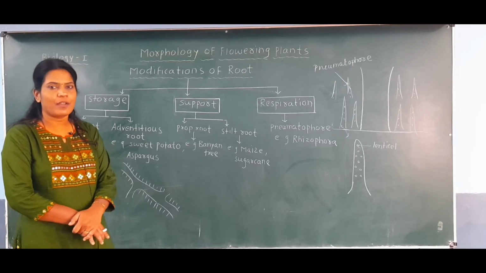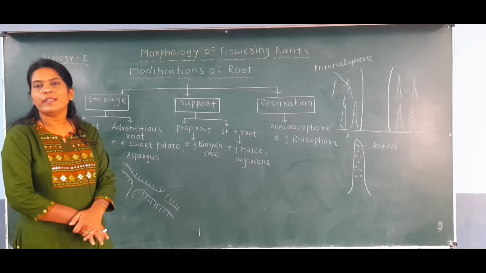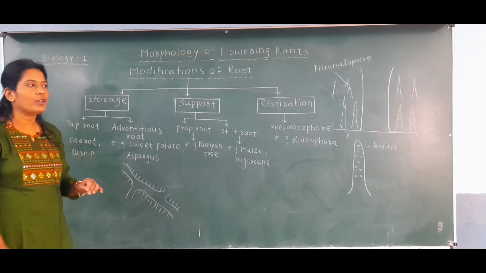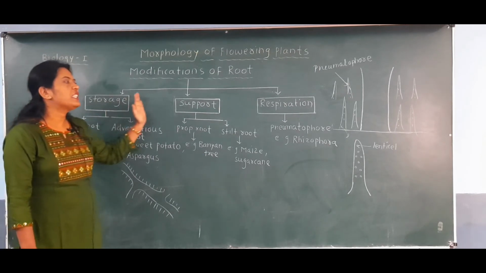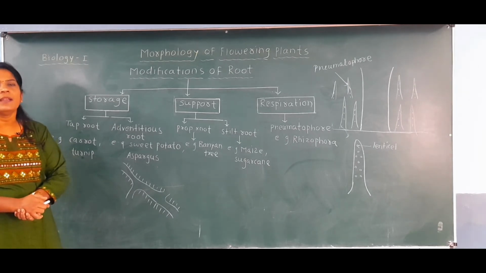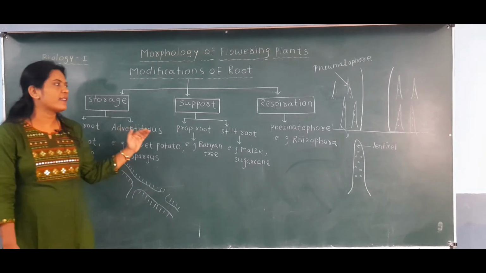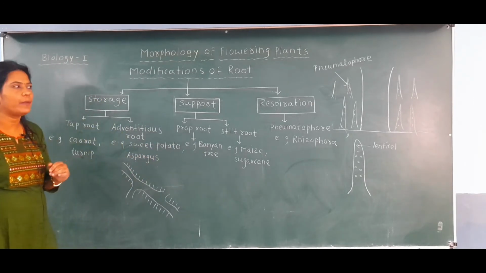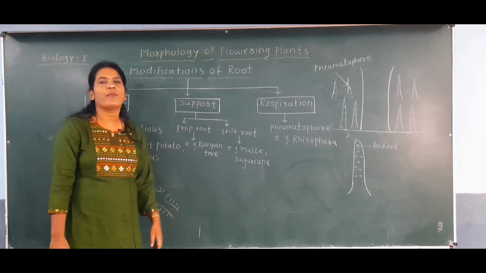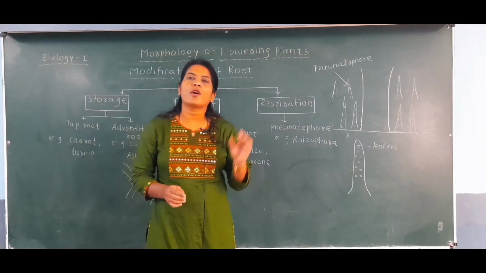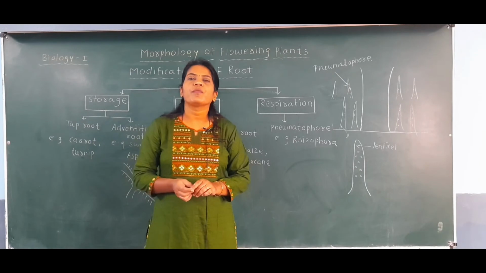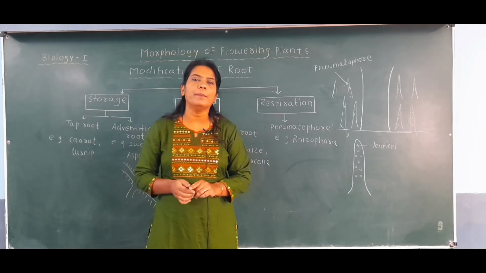If the question is asked from the theory point of view for 4 marks, that is, explain the modification of root, then first draw the chart of the modification of root. There is no need to write a more descriptive form, because you have to write only this chart, and from this chart you can easily explain how the modification takes place for storage, for support, and for respiration. So from the morphology of flowering plants we have completed one part, that is the modification of the root.